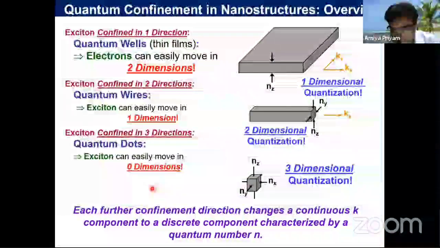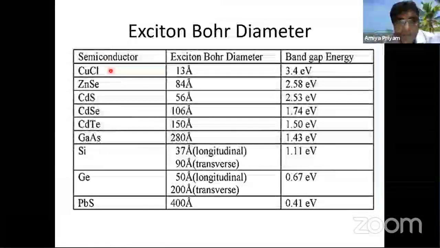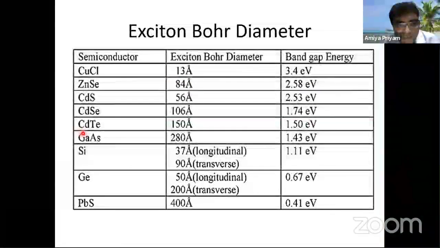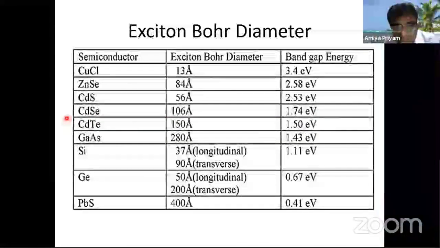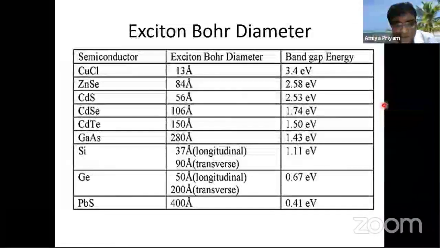So this is a table showing a compilation of the Bohr exciton diameter and band gap energy of different semiconductor systems. Particularly interesting is cadmium selenide. The most worked upon semiconductor is cadmium selenide. The initial work was entirely focused on cadmium selenide, cadmium telluride, and cadmium sulfide semiconductors. These three represent the bulk of the research work in semiconductor nanocrystals.